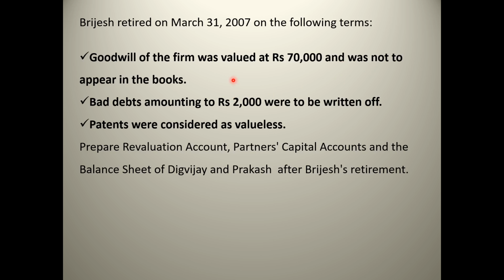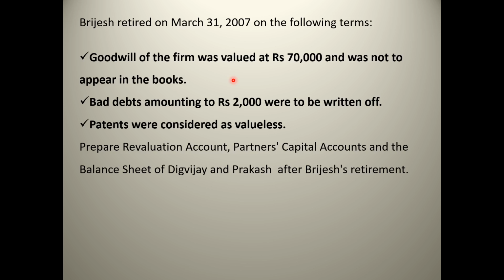So it is the rule as per Accounting Standard 26: no goodwill will be raised in the books of the new firm except purchased goodwill. Here it is self-generated goodwill, so there is no question of raising the goodwill. If we want to raise the goodwill, the treatment will be different: goodwill account debit to old partners' capital accounts. So that entry is also not required in this case.